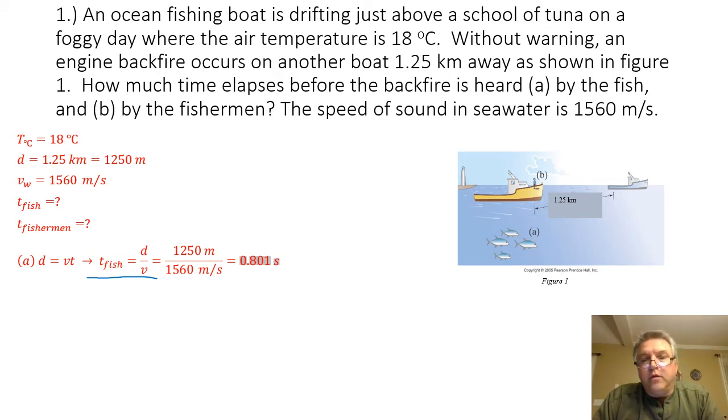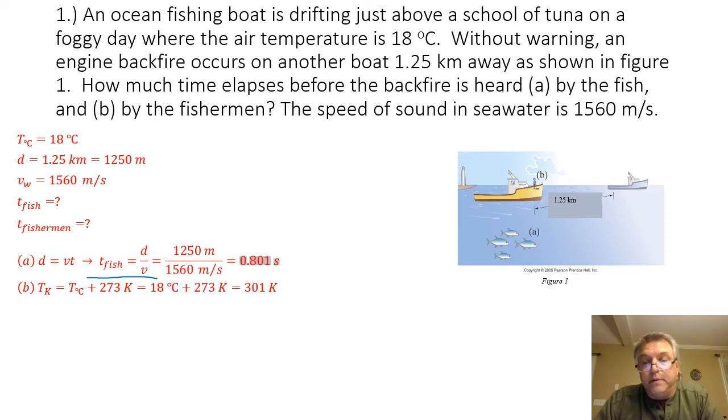For part B, how long does it take that sound wave to reach the fisherman? We know the sound wave for that is going to be traveling through the air. So I need to find how fast the sound wave is going to be moving in air at 18 degrees Celsius. My first step is to convert my temperature from Celsius to Kelvin. Once again, to do that is a very simple procedure. I just take my Celsius temperature and add 273 Kelvin to that. So 18 degrees Celsius plus 273 Kelvin will give me an air temperature of 301 Kelvin.